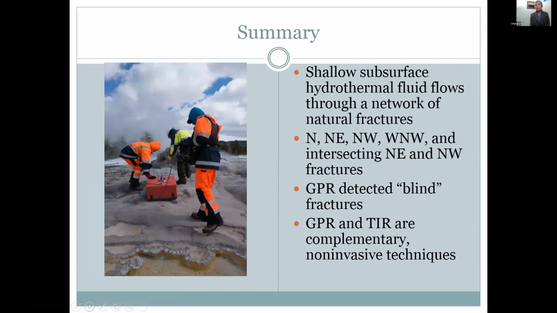In summary, we know that we can see shallow subsurface hydrothermal fluid flowing through a network of natural fractures. They're north, northeast, northwest, west-northwest, as well as the intersecting northeast and northwest fractures. We were very impressed with the blind fracture network that was detected by GPR. And we know that both the GPR and thermal infrared are complementary and non-invasive techniques that can be used in the sensitive hydrothermal area. Next slide.